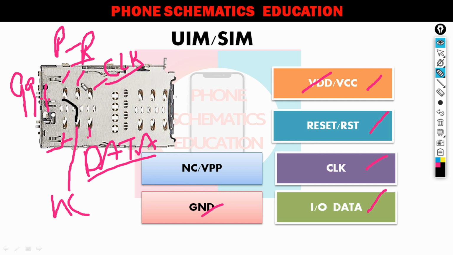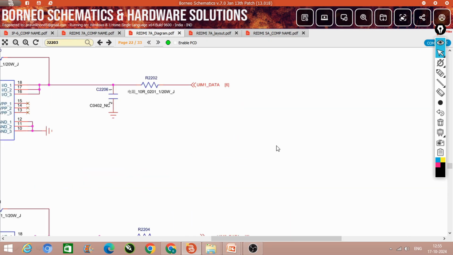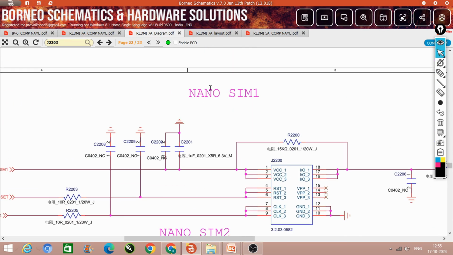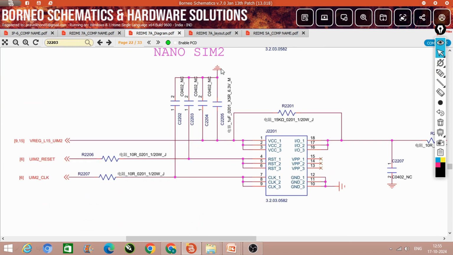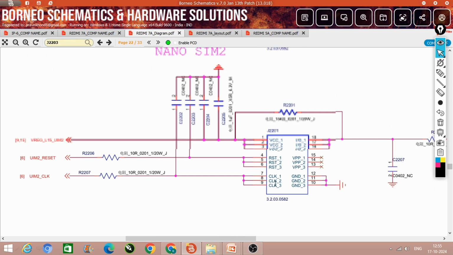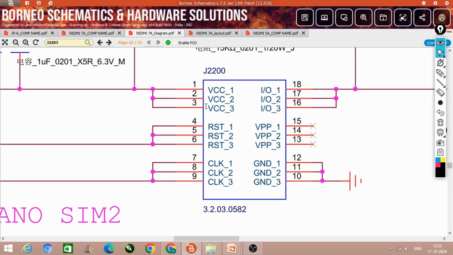Both SIMs have the same circuit, so I'm explaining one. Clear? Now let's first go to the schematic. Now there is a schematic. I've already opened it. Now you will see nano SIM 1, nano SIM 2, and this is the circuit for the memory card, but we discuss only the SIMs, how the SIM circuit works. Now you will see there is a slot with VCC, reset, clock, ground, PPP, and IO.